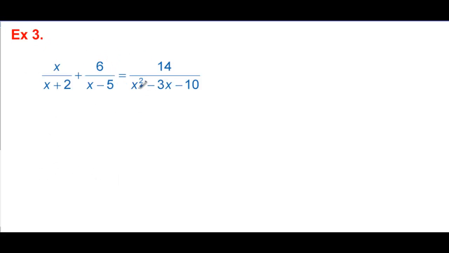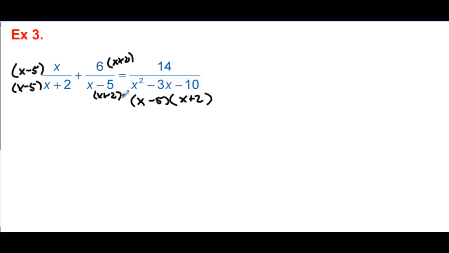On this one, we start out by factoring the denominator on the right, and we have x minus 5, x plus 2, and we find out that the common denominator is x minus 5, x plus 2. We have to multiply this fraction by x minus 5 and multiply this one by x plus 2 on the top and the bottom. Well, now they all have the same denominator, and I don't need those denominators anymore.